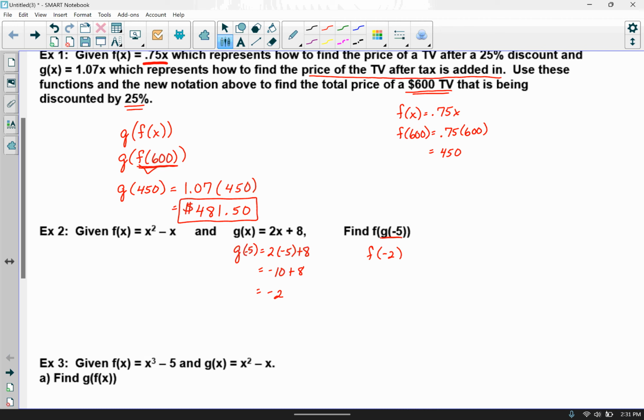So now this says go to your f function. Everywhere you see an x, plug in -2. So f of -2. -2 squared will get you a +4. 2 negatives side by side will also get you a positive. 4 plus 2 is 6. Final answer. So f of -2 is 6. That's our final answer.